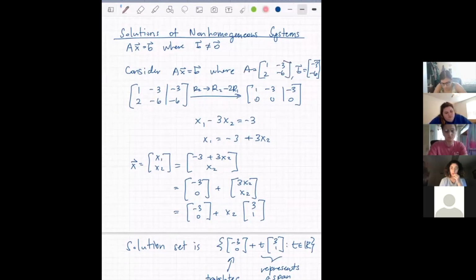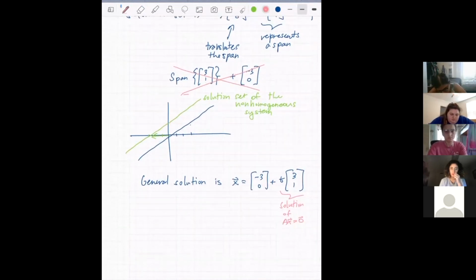Our A was 1, 2, -3, -6. So here, this is the solution of A times x equals 0. Okay, I'll write that down in a second. But this is what we will call the homogeneous solution because it is the solution of a homogeneous equation. And then the other part is called the particular solution.